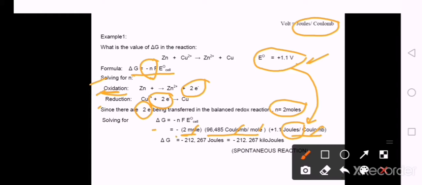So i-multiply natin yan: negative 2 times 96,485 times positive 1.1, we are going to have a negative value of 212,267 joules, or that would be equivalent to negative 212.267 kilojoules. Paano nakukuha yung kilojoules? I-divide lang natin yung joules ng 1,000 kasi there are 1,000 joules in 1 kilojoule.